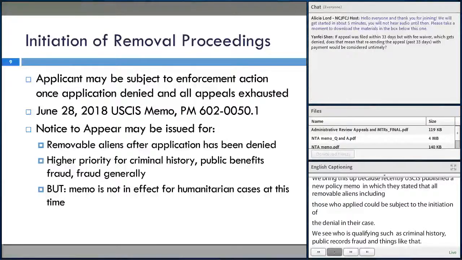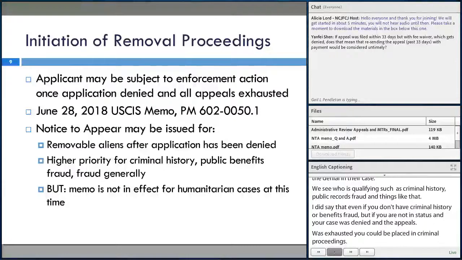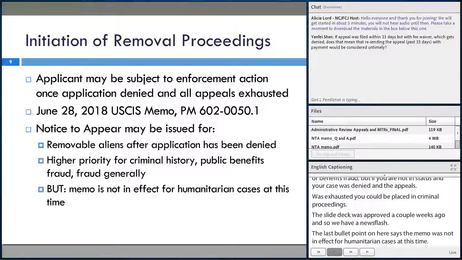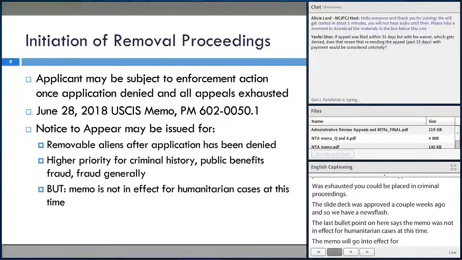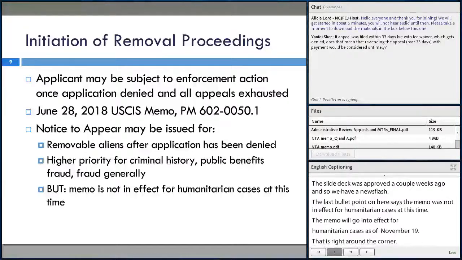And the slide deck was approved a couple weeks ago, and so we have a news flash. The last bullet point on here says that the memo is not in effect for humanitarian cases at this time; there's an update to that. The NTA memo will go into effect for humanitarian cases as of November 19th. So that's right around the corner. What we're asking the field is that if you start to see notices to appear being issued for clients whose VAWA, T, and U applications have been denied, that you let us know. This is something that we want to keep track of as it's happening.